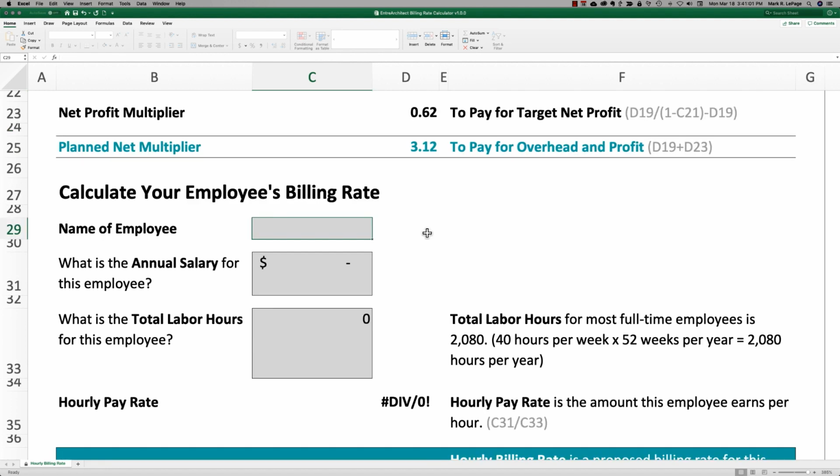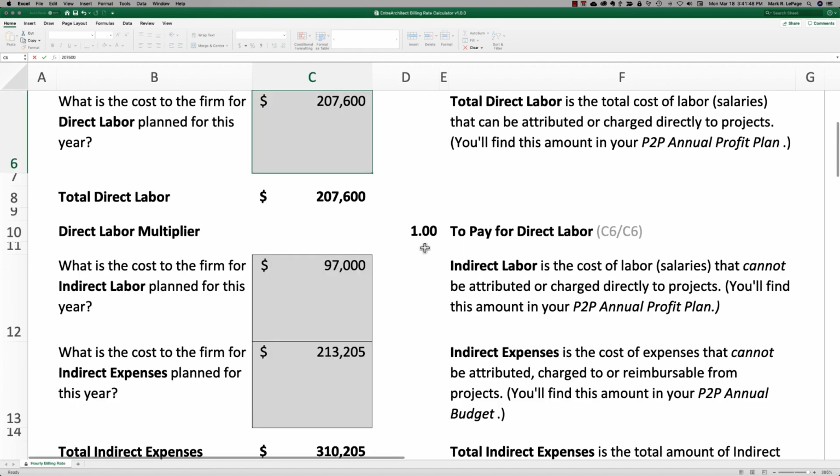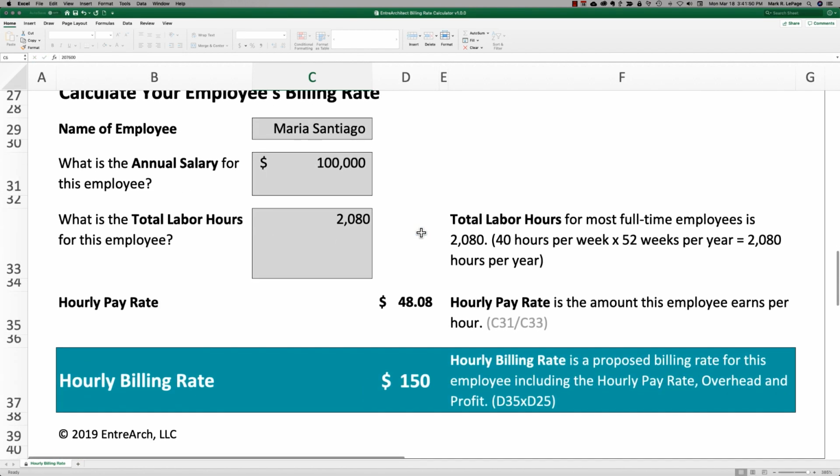So you have a name so you know who you're calculating for. Let's say this is Maria Santiago, and her salary is $100,000. And what is the total labor hours for this employee? Now, total labor hours is your total available hours to work. This is not billable hours. These are total hours available to work. And so most full-time employees are 40 hours per week times 52 weeks per year, which gives you 2,080 hours per year. And so we're going to plug in those available hours. So in this case, Maria has 2,080 hours available to work.